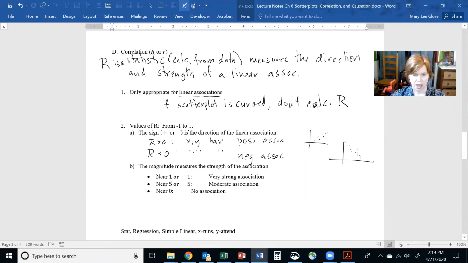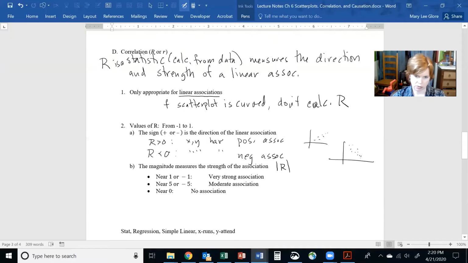Now, the magnitude, that's like the absolute value of R. So if R was -0.9, the magnitude would be 0.9. The sign would be negative and the magnitude would be 0.9. So basically anything near 1 or -1 is very strong, and anything near 0 means no association.